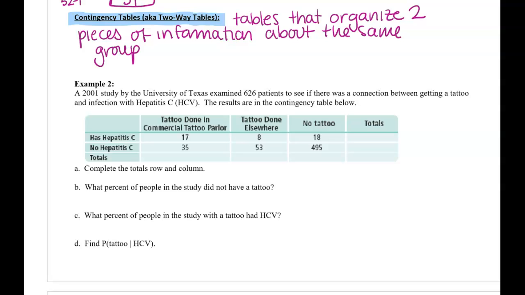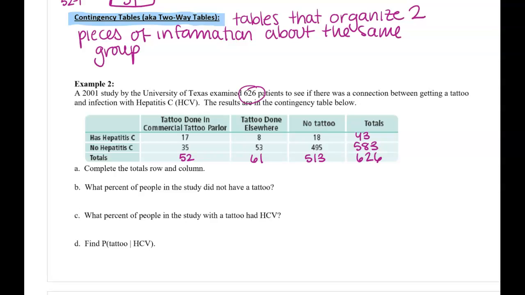So the first thing we're going to do is complete the totals row and column. So 35 plus 17 is 52. 8 plus 53 is 61. 495 plus 18 is 513. And then our totals going across, 17 plus 8 plus 18 is 43. 35 plus 53 plus 495 is 583. And if you add across, add downwards, you should get 626 total, which is good because that's what we wanted.